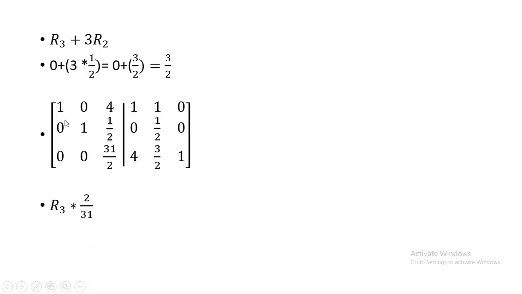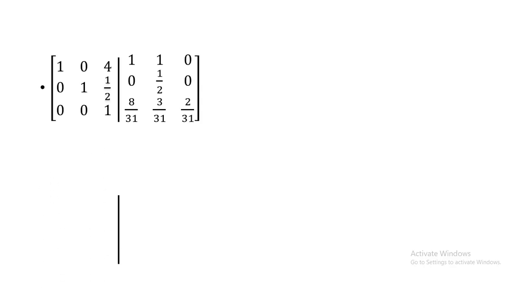Then as you can see, now we are very close to our final answers. We need to convert this diagonal element, my final number, into 1. For that, the operation required is to take its multiplicative inverse, so it will be 1. So R3 multiplied by, this is 31 by 2, we will multiply it by 2 by 31. If you multiply this complete row by 2 by 31, this is what we get. This is my 1, this is 8 by 31, 3 by 31 and 2 by 31.